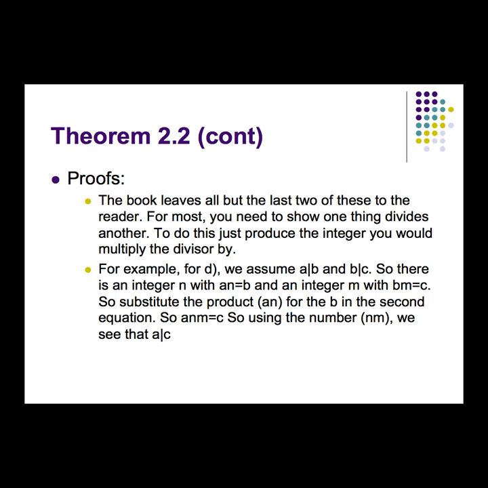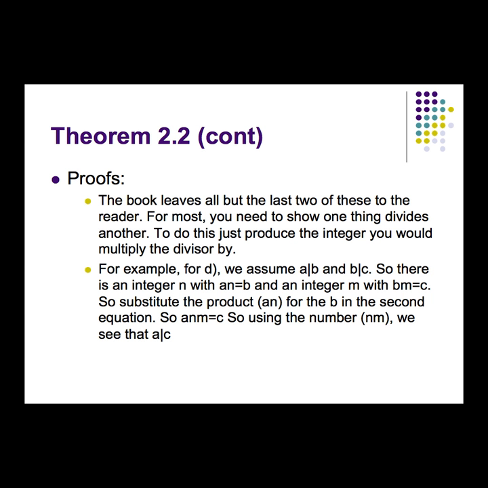So, for example, for part D, what we want to do is assume that a divides b and b divides c. Remember, this is the transitive property one. So, if we assume that a divides b, then we know there's a number n such that a times n equals b. If we assume that b divides c, then we know there's an integer m with b times m equals c.